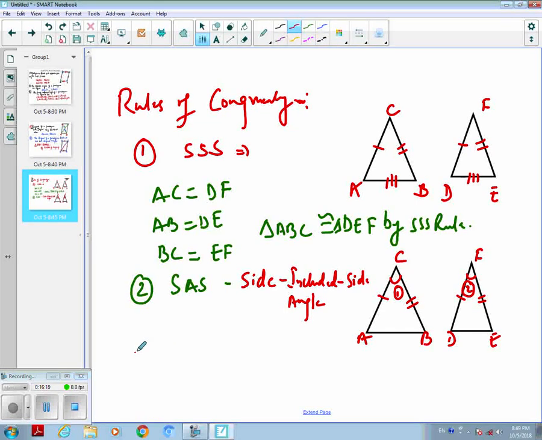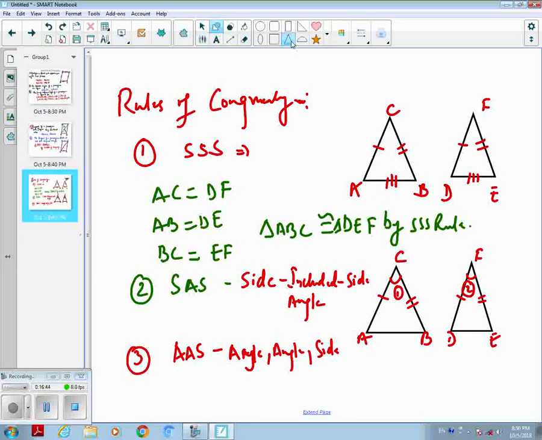Now the third rule. This is AAS. AAS means angle, angle and one side. Let's see how. This is one triangle.